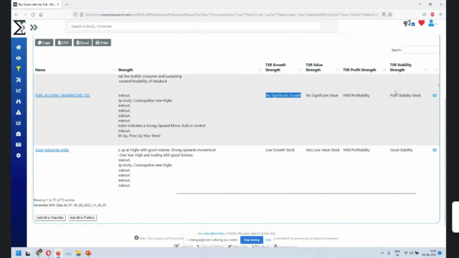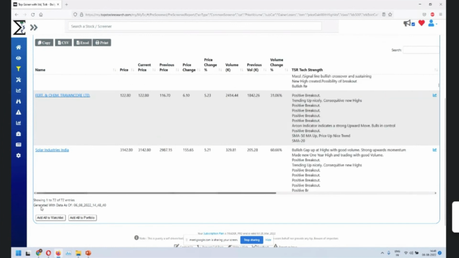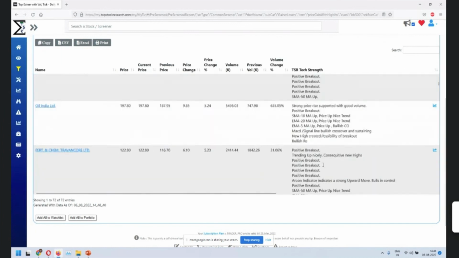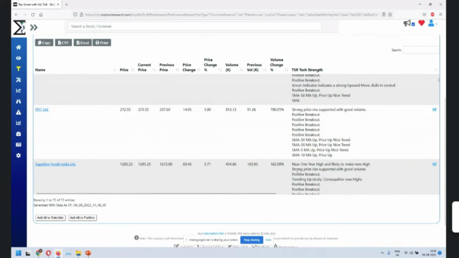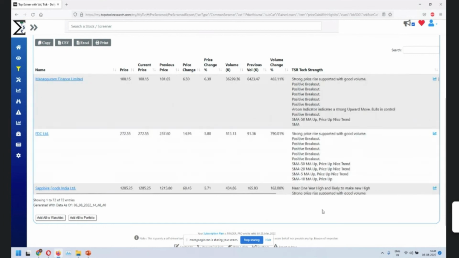So depending on what you really look at, trust me, you'll never get everything you want in one single stock, right? Either it is expensive, or it is unstable, or it is low value. One or the other thing will not match, right? So look at the ones which you are more interested in. If you are not interested in the fundamentals, leave the fundamentals aside, and you'll have only the technical strength out here, right? So this is what you'll see in the search results also.